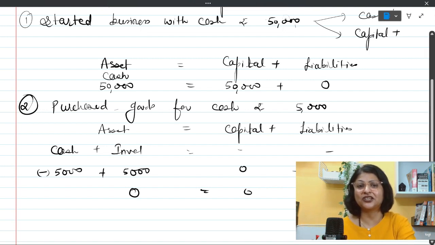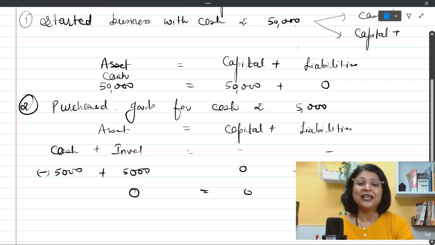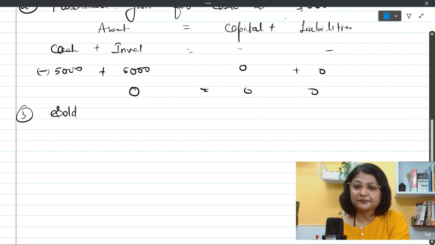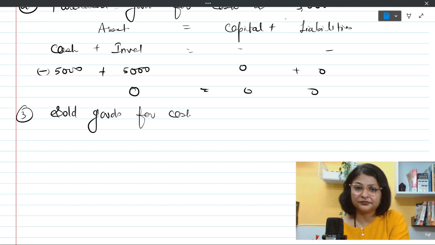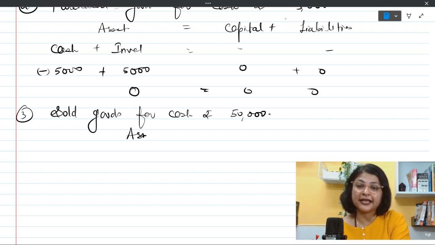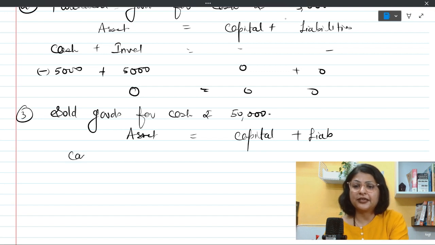So for each transaction when you look at it, you have to think of the two aspects of it and then solve it. Let's do one more transaction. Sold goods for cash, rupees 50,000. If you are selling goods for cash, think what is happening under your assets and liabilities. If you are selling goods for cash, obviously you are going to receive cash. So your cash is getting added by 50,000 rupees.